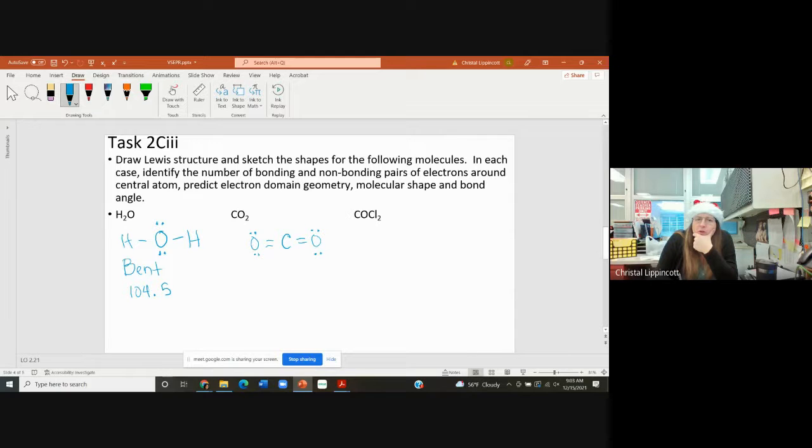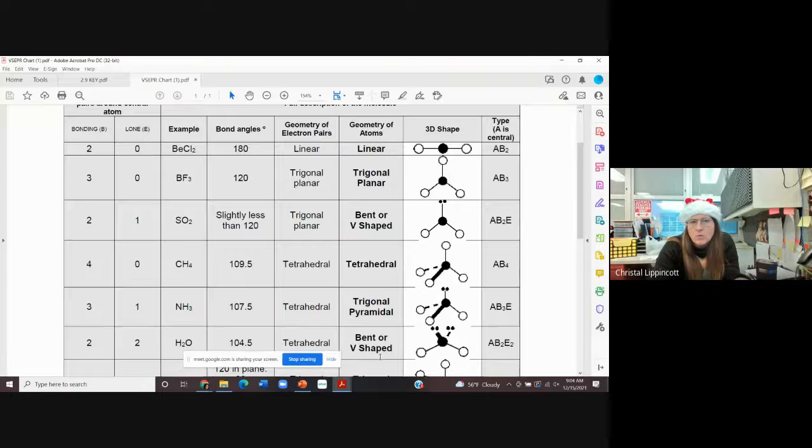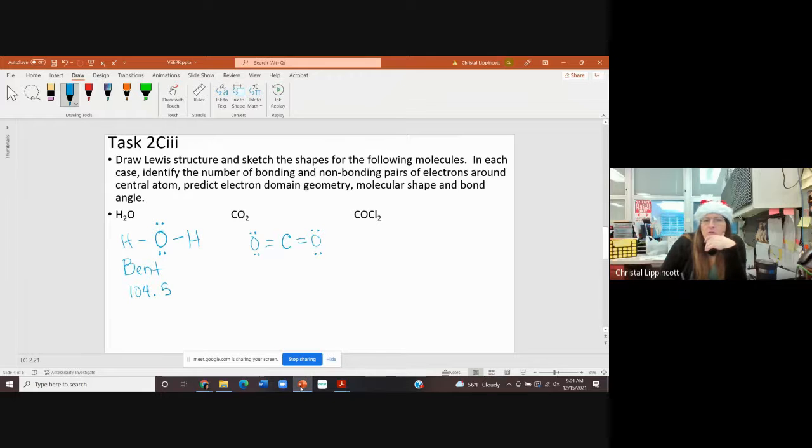So this one, our central atom has how many bonding atoms? 2. Are there any lone pairs attached? So in your chart, you're going to find 2 and 0. So 2, 0, it says that it's linear, and its bond angle is 180. So linear and 180.